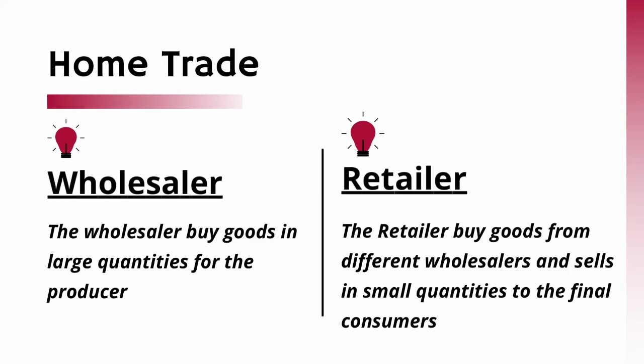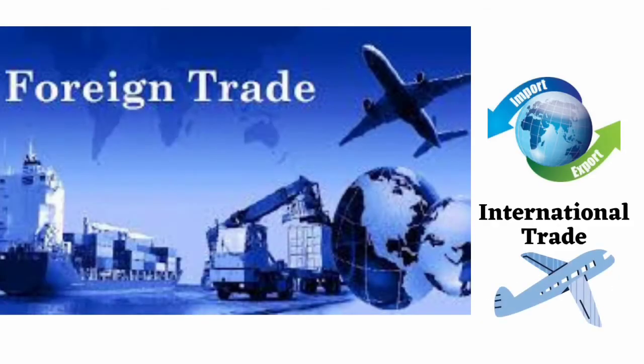Now, the wholesaler buys goods in large quantities from the producer, while the retailer buys goods from different wholesalers and sells in small quantities to the final consumer. So after the producer, the manufacturer, makes goods, the wholesaler buys those goods and stores them in warehouses. Then they sell to the retailer, and the retailer sells directly in small quantities to the final consumer. So that's the division of home trade.